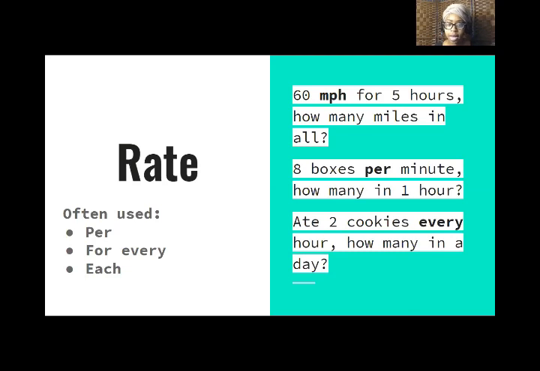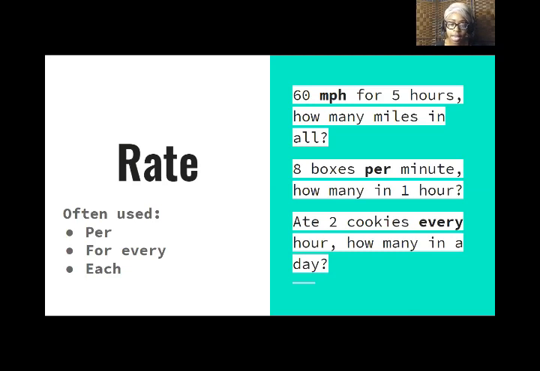8 boxes per minute. How many in 1 hour? Okay, that's a little bit different. That's more of a higher level question because you have two different units. One is minute and one is hour. So you have to figure out how many minutes are in 1 hour, and that's what you will multiply by your 8. How many minutes are in 1 hour? 60. So there are 60 minutes in 1 hour, so you multiply 60 by 8, and that's going to give you 480, right? So 480 boxes in 1 hour.